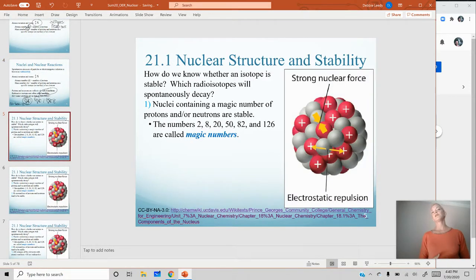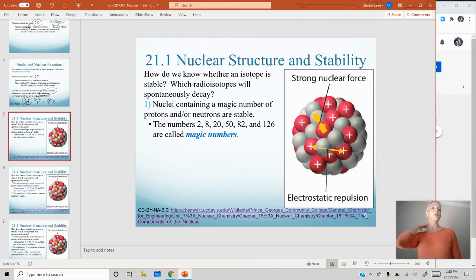In this first section of the chapter, we discuss the types of reactions and decay reactions that nuclides will undergo. And in this class, you won't be asked to predict the type of decay, but it is helpful to understand where this comes from, that it's not just a made-up thing.